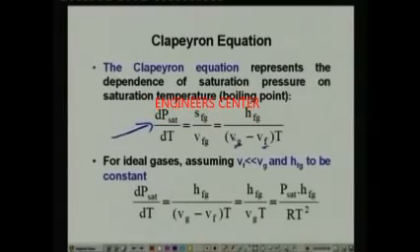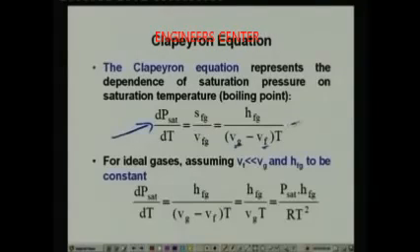So dP_sat/dT is given by S_fg divided by V_fg, where S_fg is the difference between the entropy of the saturated vapor and the entropy of the saturated liquid, and V_fg is the difference between the specific volume of the saturated vapor and the specific volume of the saturated liquid, and this can be shown to be equal to H_fg divided by (V_g minus V_f) into T.